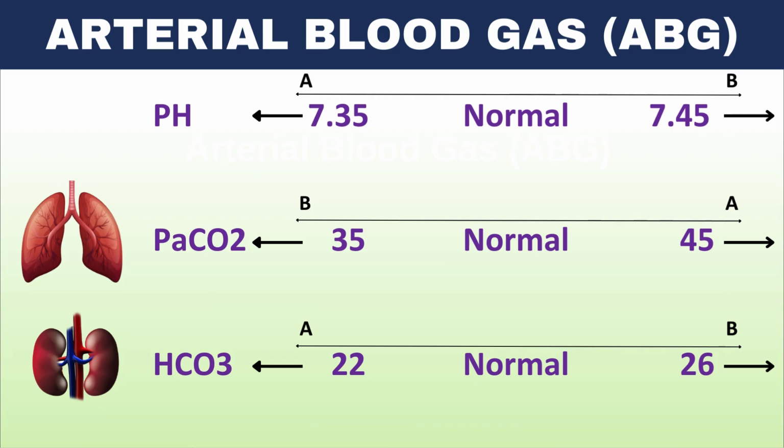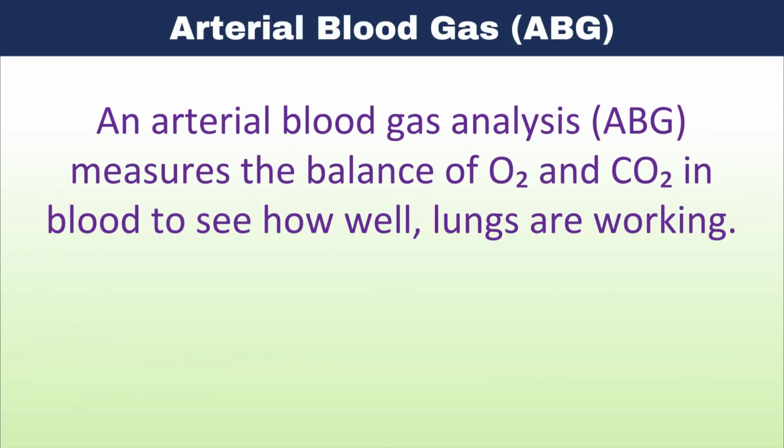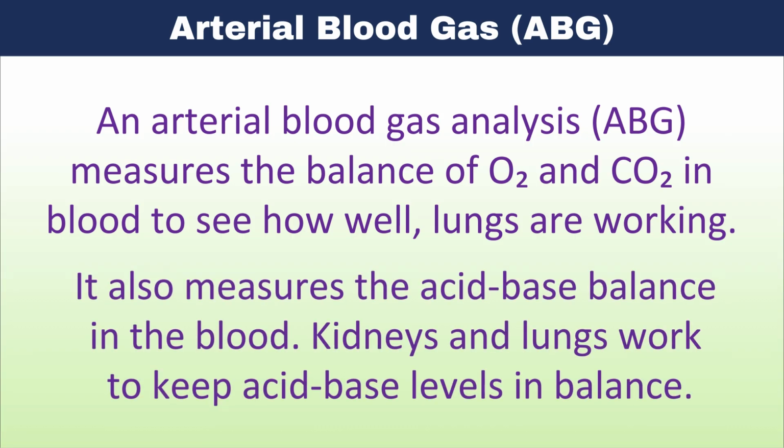In this video, we will cover arterial blood gas interpretation. An arterial blood gas analysis, or ABG analysis, measures the balance of oxygen and carbon dioxide in the blood to see how well the lungs are working. It also measures the acid-base balance in the blood.